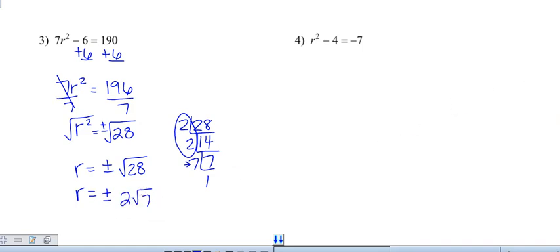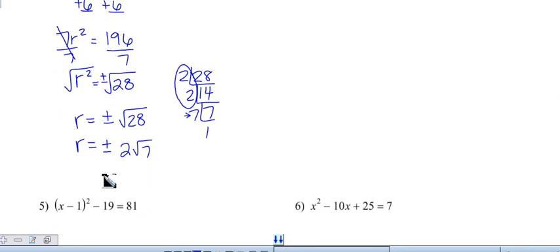And like I said before, sometimes you will see that answer separated. This is correct, but just know that sometimes you will see 2 square root of 7, comma, negative 2 square root of 7. These mean the same thing.